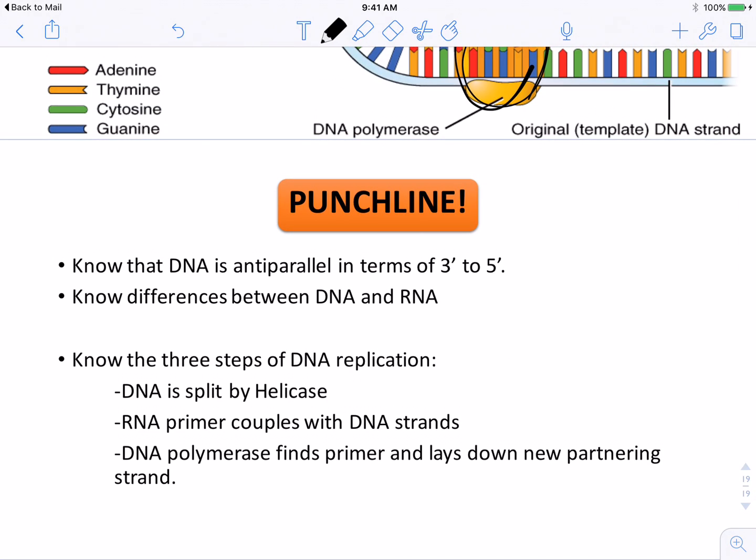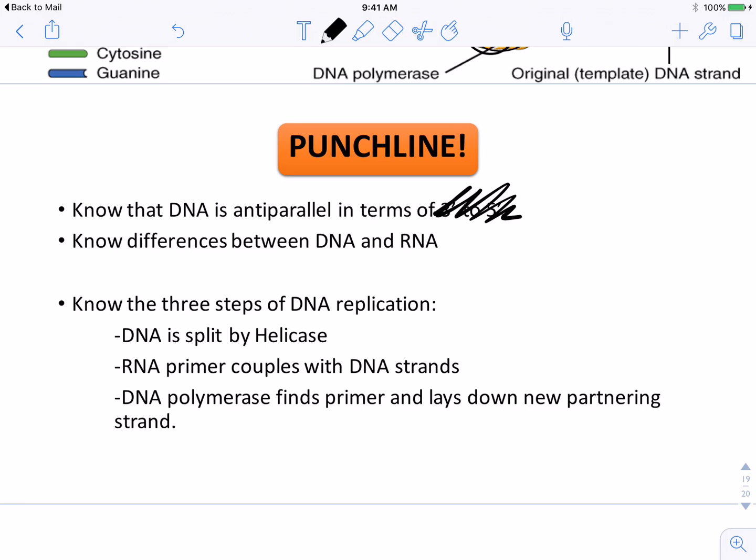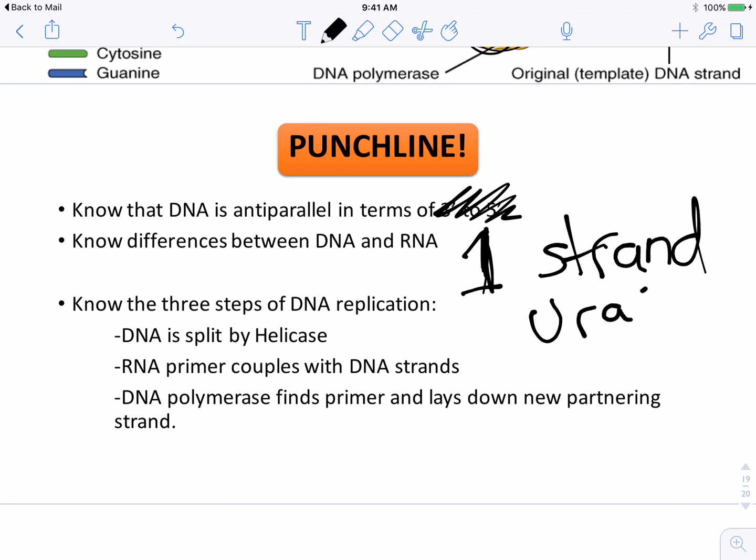Punchline? You got to know that DNA is anti-parallel. Don't necessarily worry about the 3 to 5. You're going to see that in your high school biology class, but for now, you don't need to lose sleep over it. You just need to know that DNA is anti-parallel and that it replicates in opposite directions based on the strand. You got to know the differences between DNA and RNA. Mainly, you need to know that RNA has one strand and it has uracil, a U, whereas DNA has two strands and it has a thymine, a T.